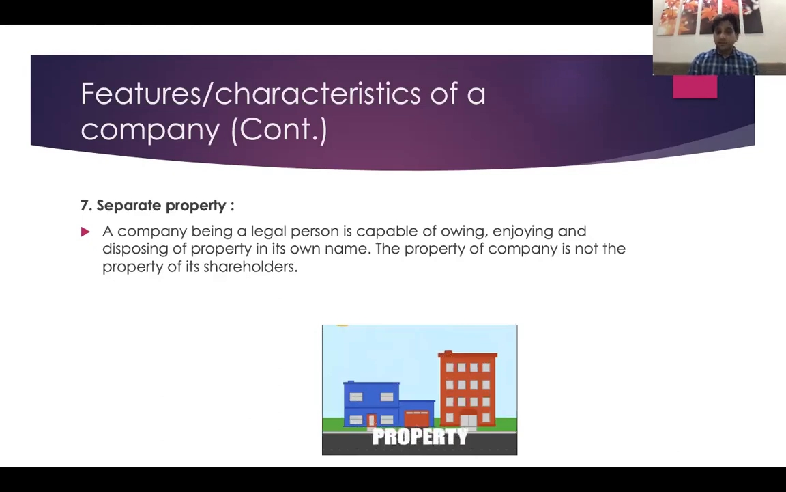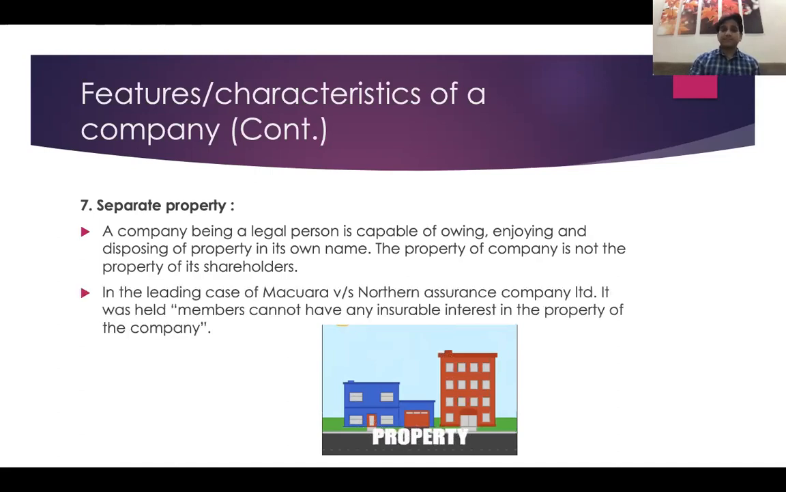Company, as we discussed already, is a legal person and is capable of owning, enjoying, and disposing of property in its own name. The property of the company is not the property of its shareholders. In the leading case of Macaura versus Northern Assurance Company Limited, it was held that a member cannot have any insurable interest in the property of the company.